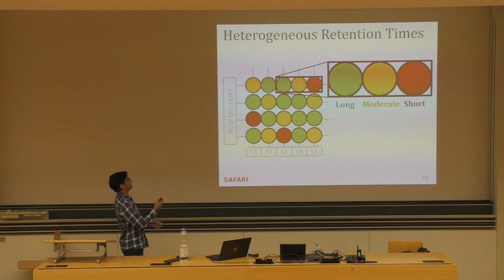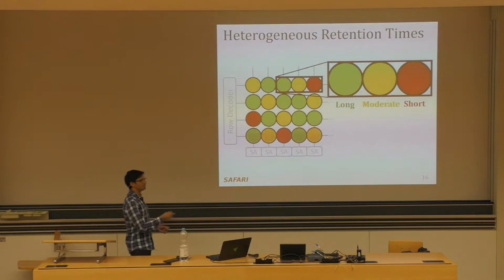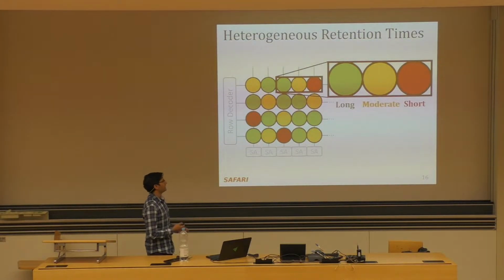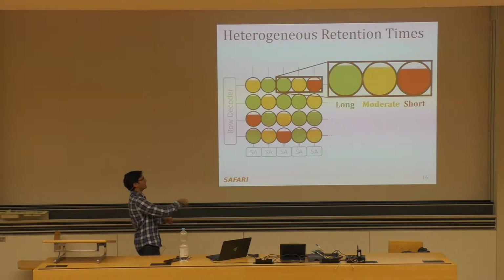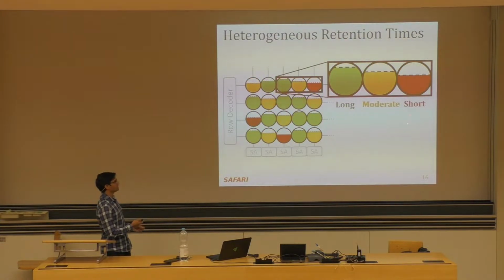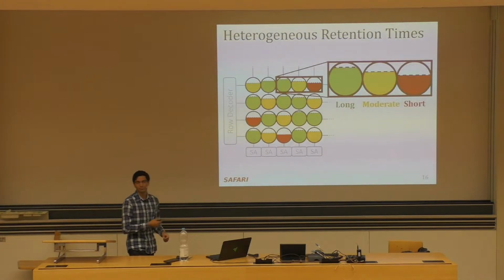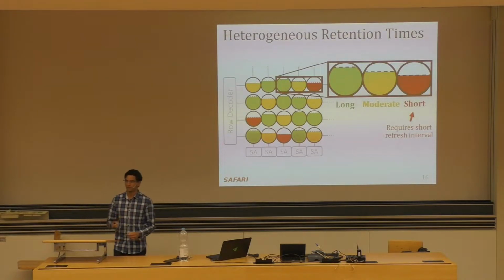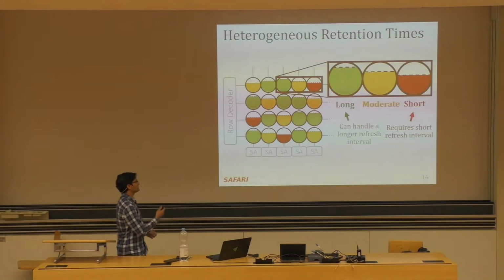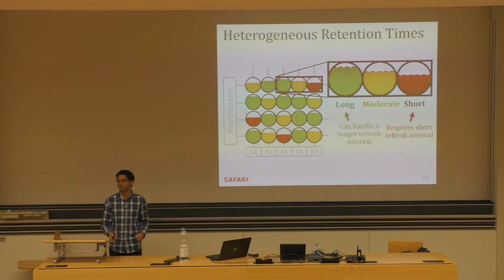So here we have cells with heterogeneous retention times. And I show cells with a short retention time in red and those with a long retention time in green. And as we see, as time goes on, the voltage in the cells with the short retention time degrades much faster than the cells with the long retention time, right? And so this means that the cells with the short retention time require a short refresh interval in order to ensure correct operation, whereas the cells with the long retention time can handle a longer refresh interval.